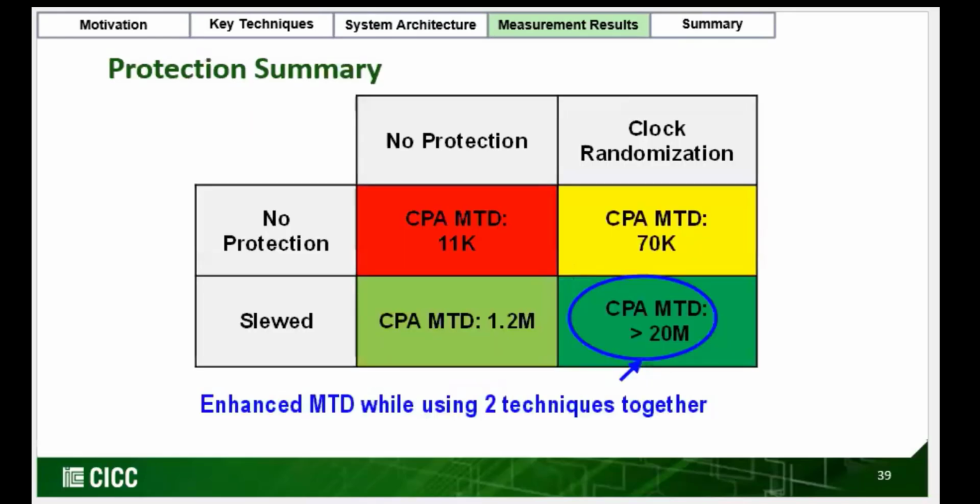In brief, unprotected can be broken using a CPA with just 11K traces. Using clock randomization, that is improved by approximately 5x, and minimum traces to disclosure is 70K. Just by using slewed clock, it's almost 100x, which is 1.2 million traces. But when we add both slewed clock and clock randomization together, we see it works with more than a multiplicative effect of the individual ones. And the correct key byte doesn't come out with even 20 million traces.